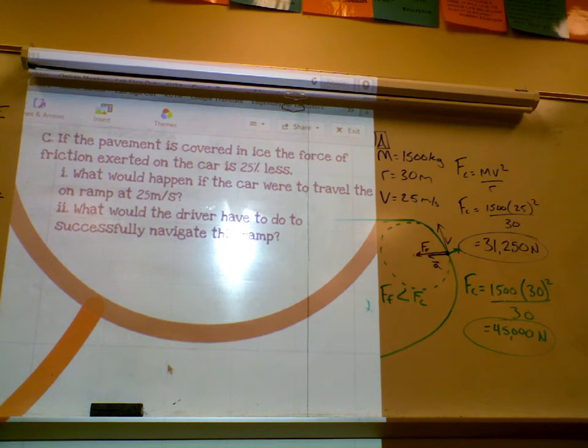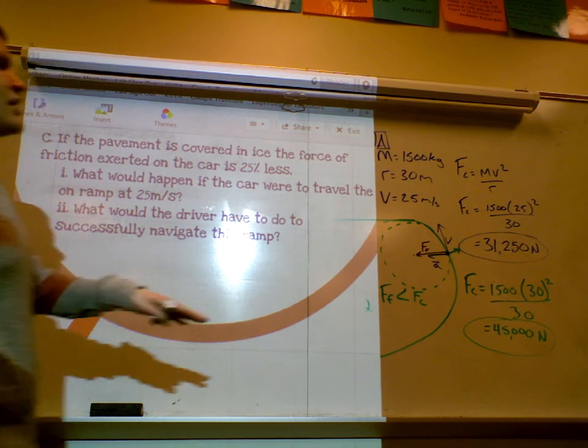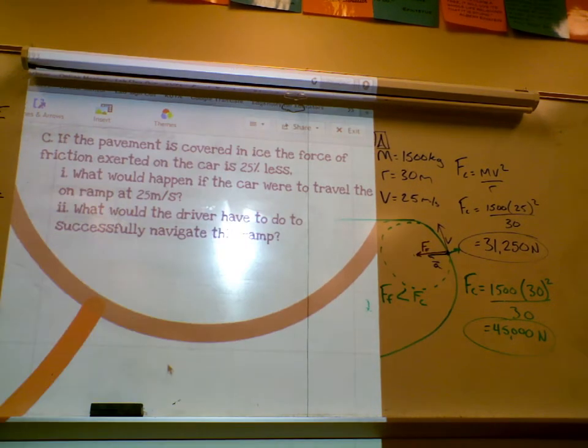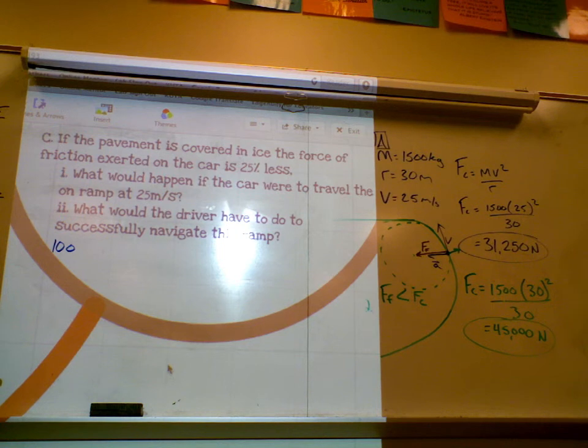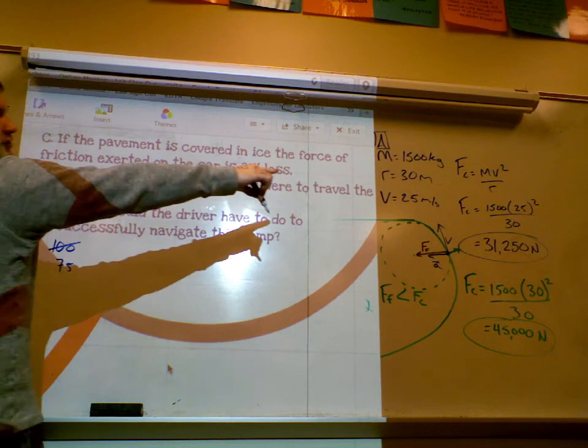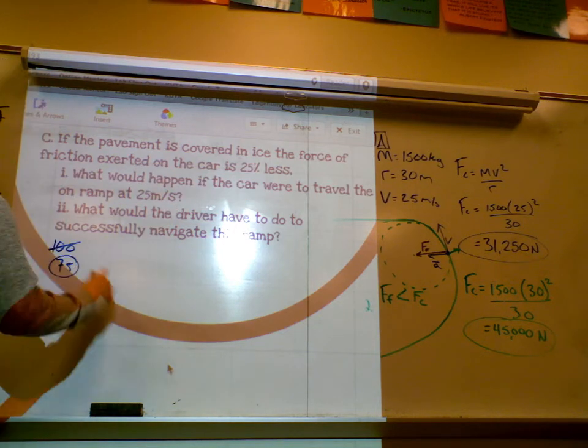Alright, so what would happen if the car were to travel the on-ramp at 25 meters per second? And what would the driver have to do to successfully navigate this ramp? I want you guys to answer these 2 questions. Now, if the force of friction is 25% less, that means I take this number, 31,250, and multiply by what? 0.25 or 0.75? What's 25% less than 100? 75. If I give you 25% of my $100 bill, I have 75 remaining. So that means I multiply 31,250 by 0.75.